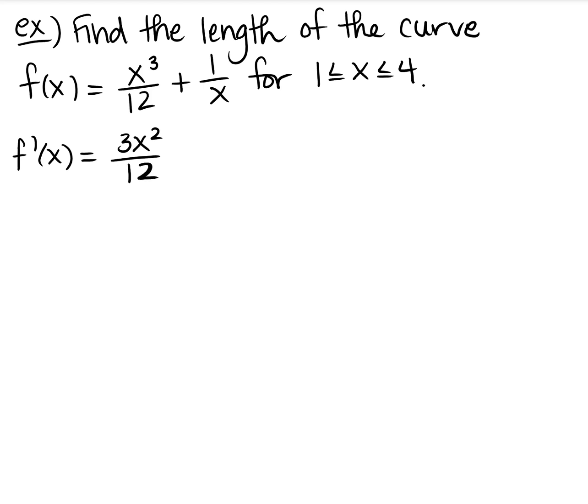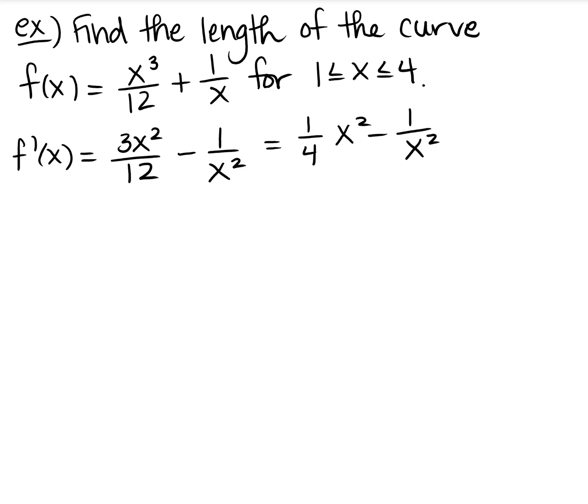The 12 just hangs out. You don't need to do the quotient rule or anything because the 12 is just a constant. And then plus, if I think of this as x to the -1, its derivative is a negative x to the -2, right? So that becomes a negative, and that guy goes on the bottom. And let's just simplify this a little bit. This is 1/4 x squared minus 1 over x squared.